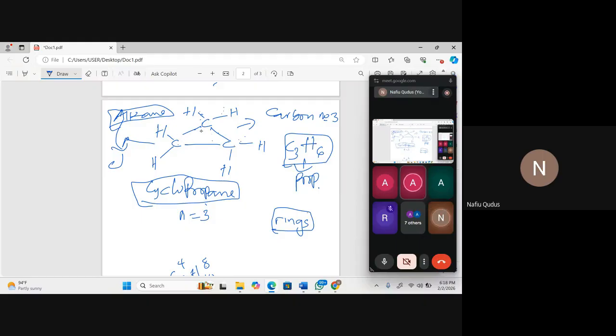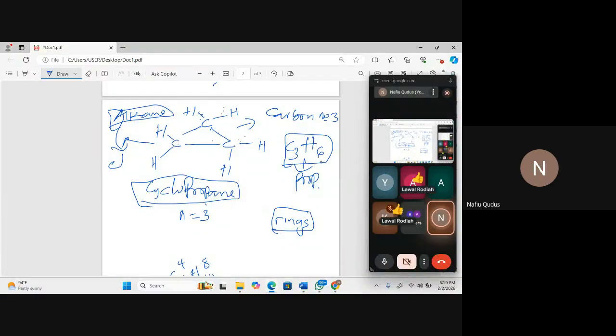Complete. Now, how many carbon do we have? We have 3 carbon. How many hydrogen? We have 6 hydrogen. Are we together? Is it clear? Yes, sir. Thank you, sir.